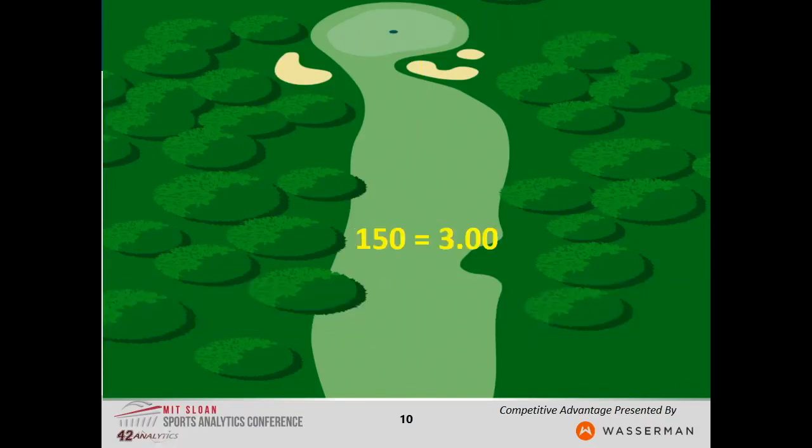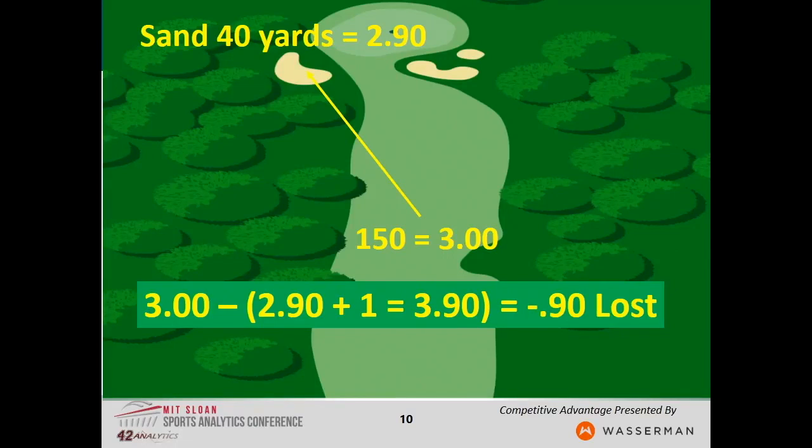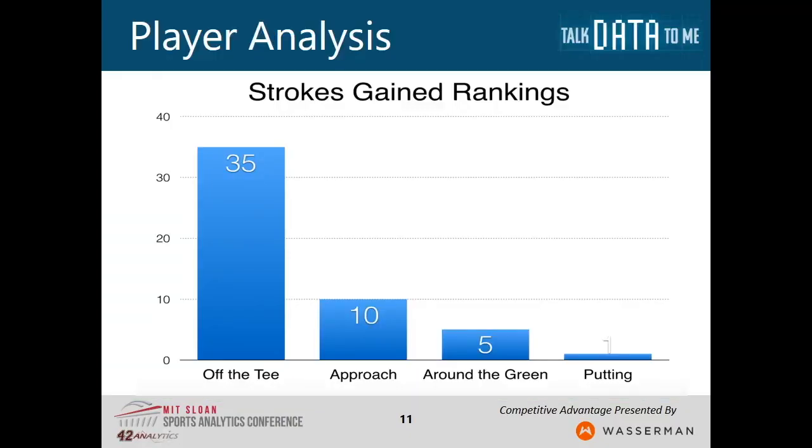Take the same starting position, and they miss into a greenside sand trap with a value of 2.9. So the player has expended a stroke, but only gained 1/10 of a shot in position. So the value is 3 minus 2.9 plus 1, or a loss of 9/10 of a shot. Let's take a real-life example. This is the strokes gained ranking, not the strokes gained numbers, but the ranking after a PGA Tour event with a player with whom I've worked.